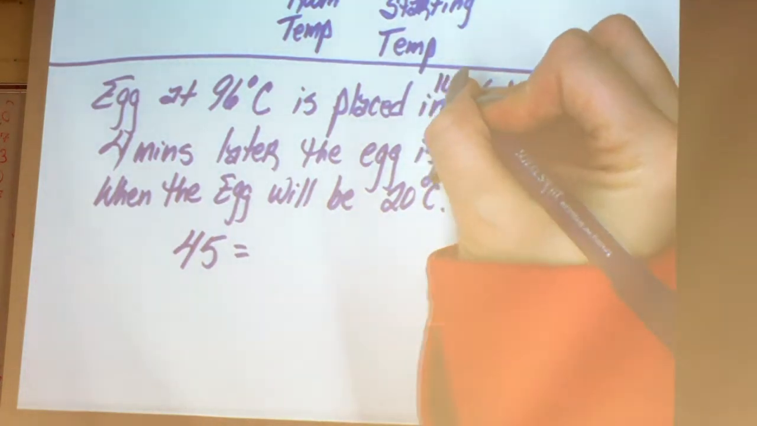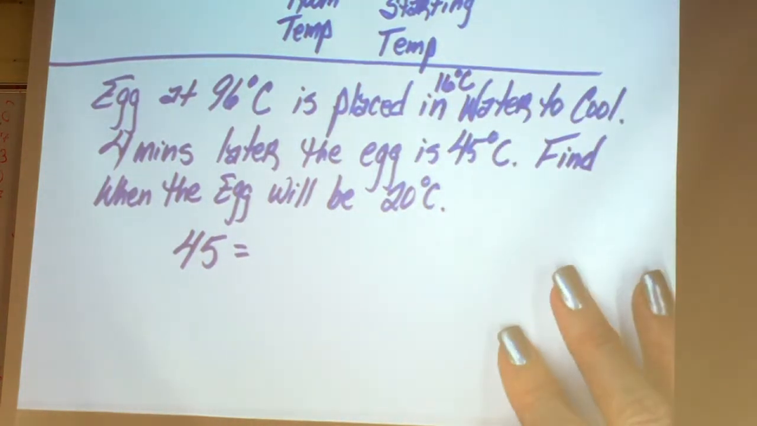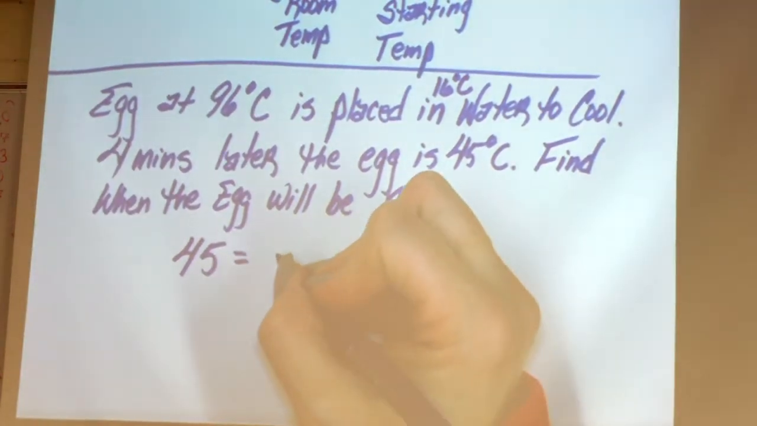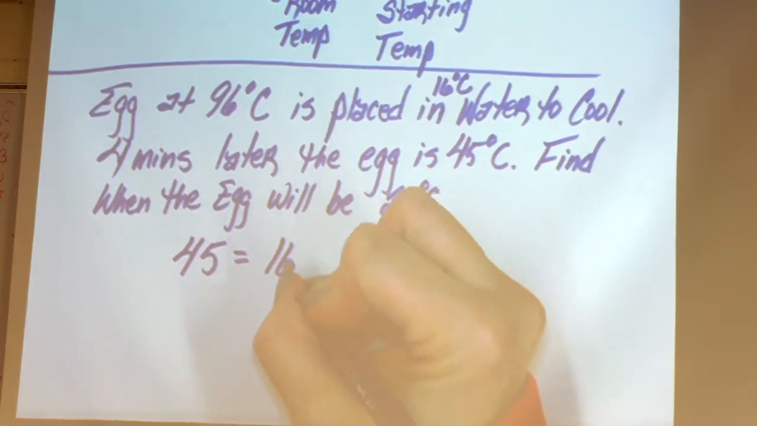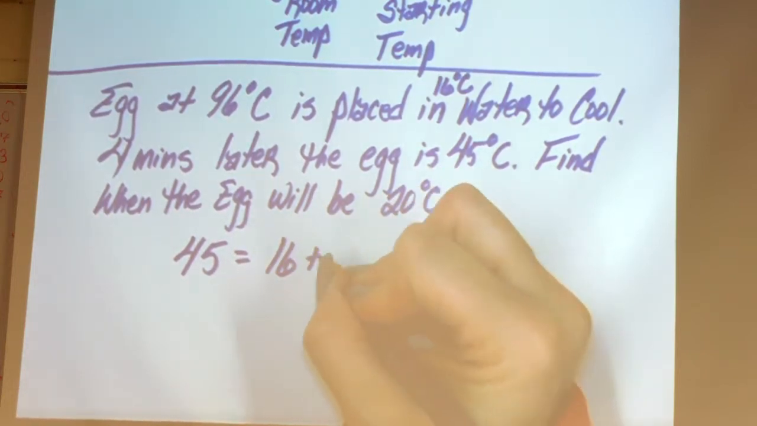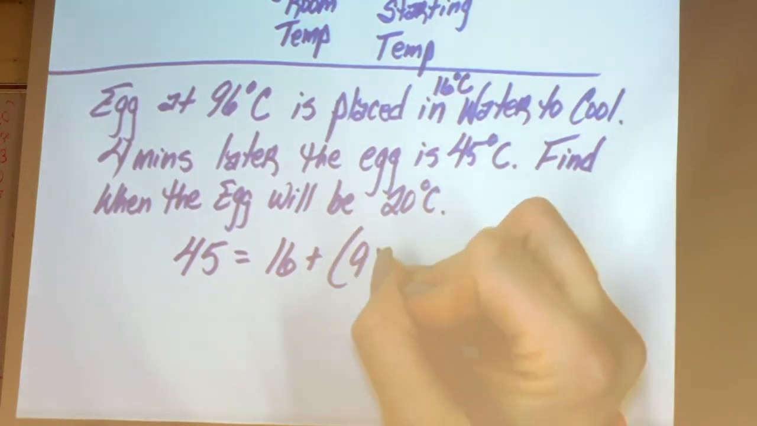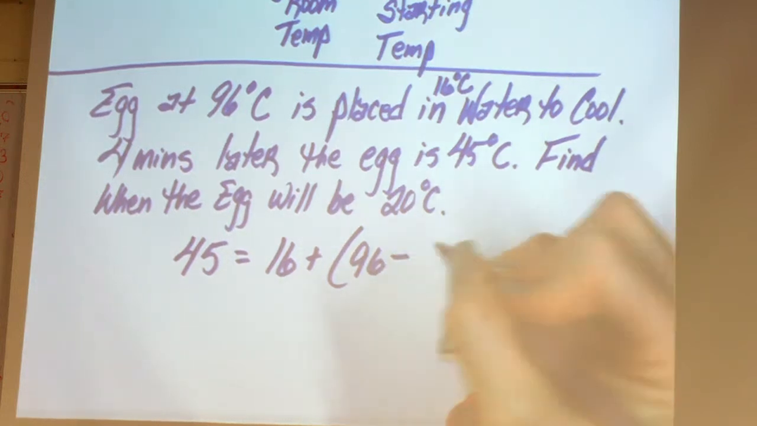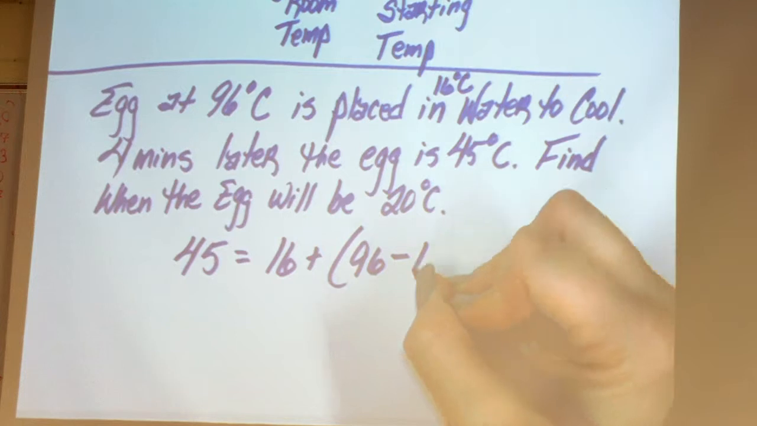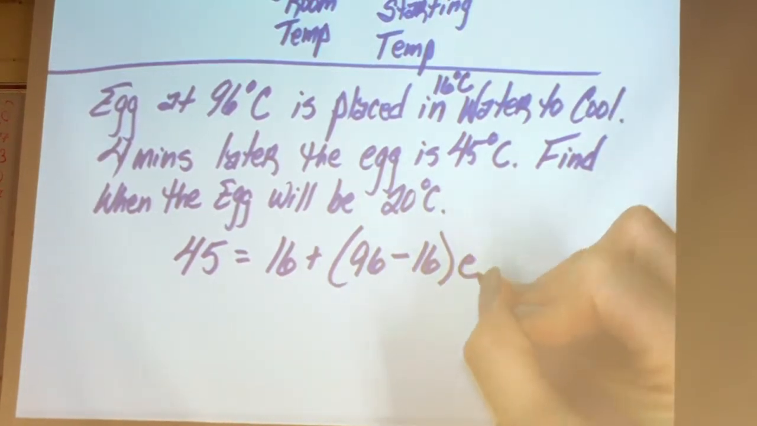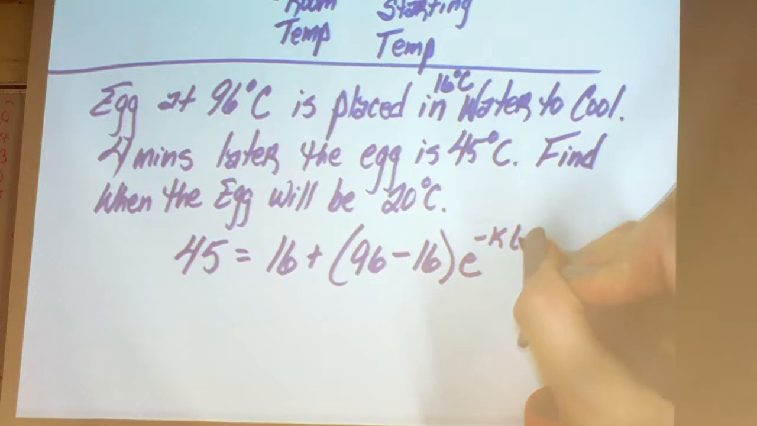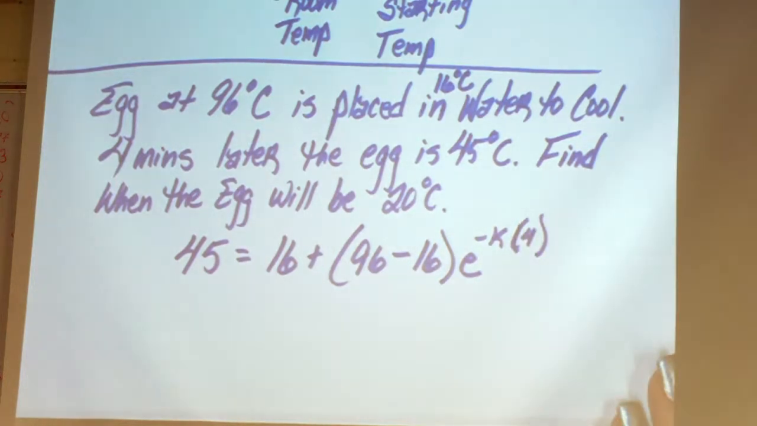So let's plug that in up here. 16 degrees Celsius water to cool. So that's my room temperature, basically. I mean, it's the water temperature. So I'm going to plug in a 16 here. And the formula tells me to add that to the quantity of my initial temperature. So the egg started at 96 degrees. Subtract the room temperature, or the water temperature in this case, which is 16 degrees, and multiply that by e raised to the negative constant times the time. Now they told us how long it took the egg to cool down to 45. It was 4 minutes. So I'm going to plug in a 4 for my time.